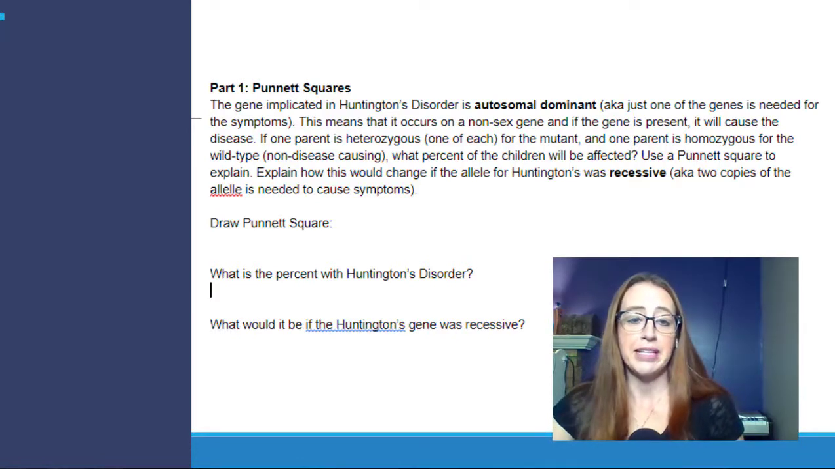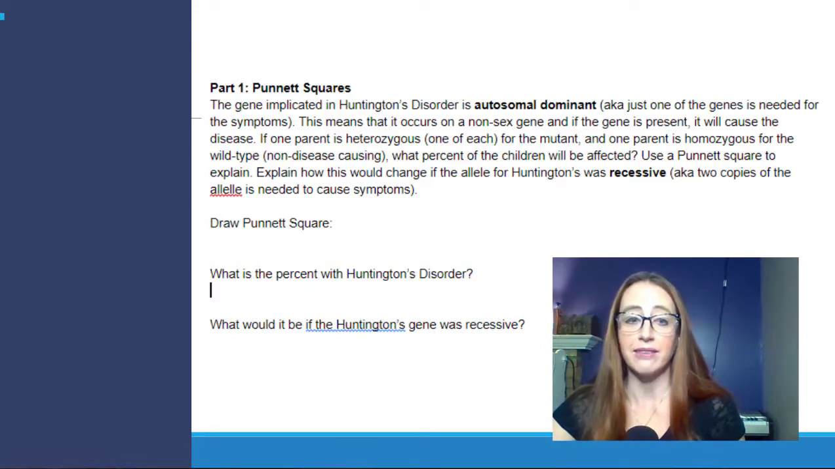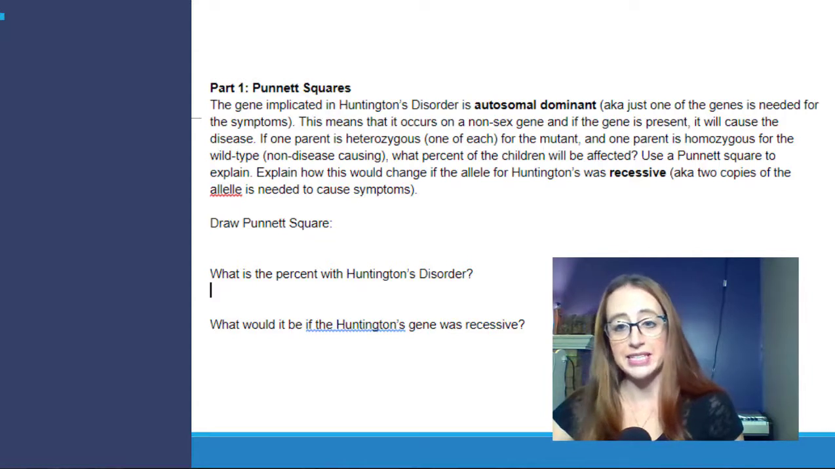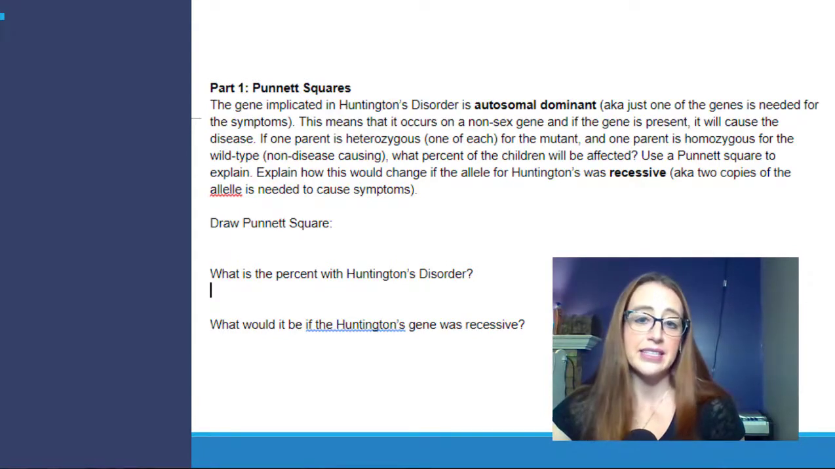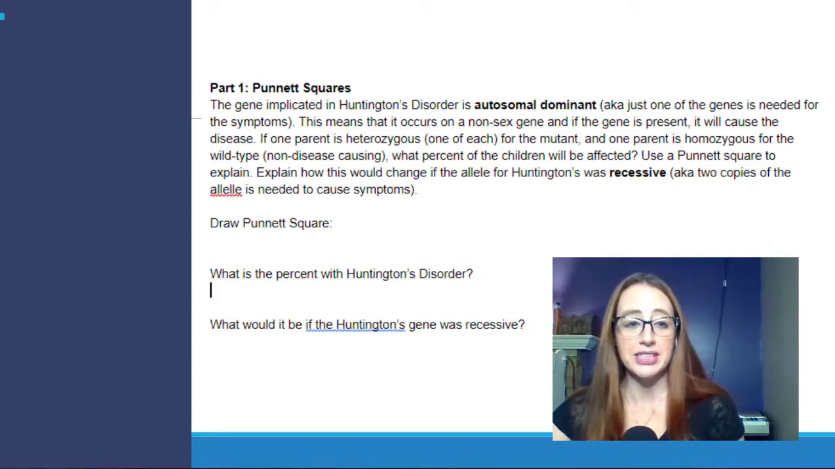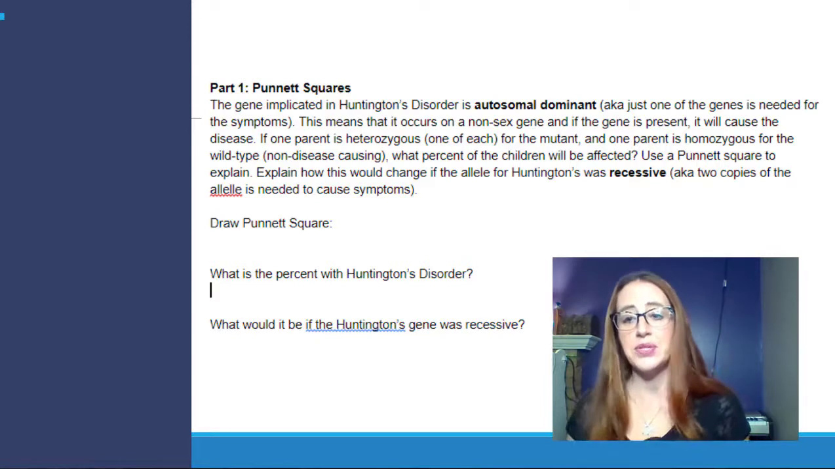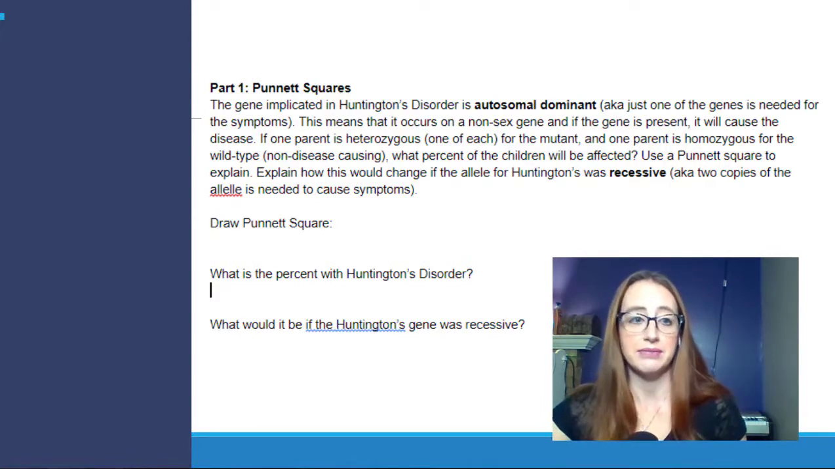Here, I ask you to make a Punnett Square for a person who has one parent which is heterozygous, meaning that they have one normal gene and one for Huntington's, and then the other parent which is homozygous for the non-disease causing gene, meaning both of that parent's genes are non-disease causing. Then state the odds that this person will have Huntington's. Then I also ask you to state what the odds would be of them having Huntington's if we were instead to say that the gene for Huntington's was recessive, like most genetic disorders.